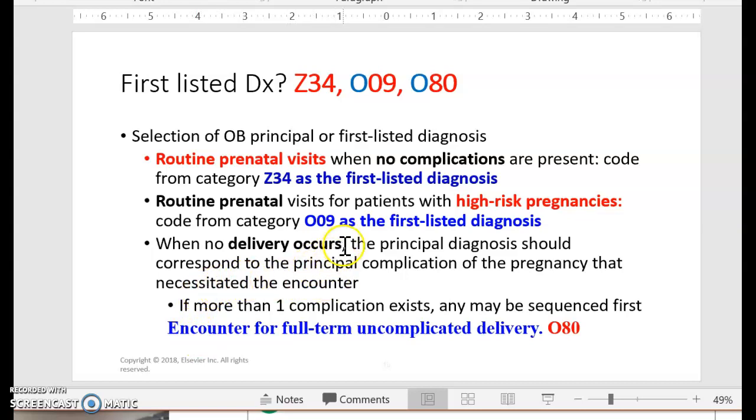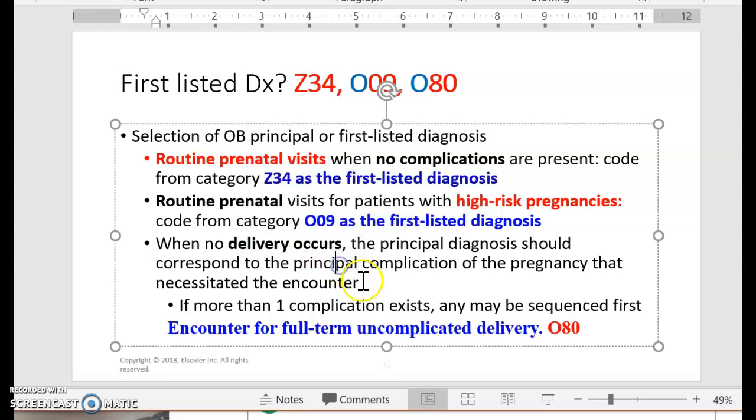So if there's no delivery and the mother just presents with the complication of pregnancy, we will find the code for pregnancy complicated by hypertension, complicated by diabetes, whatever the encounter was for, we will find that particular code. Encounter of a full-term uncomplicated delivery: if the mother presents and delivers a normal baby without any complications, we are going to use O80.